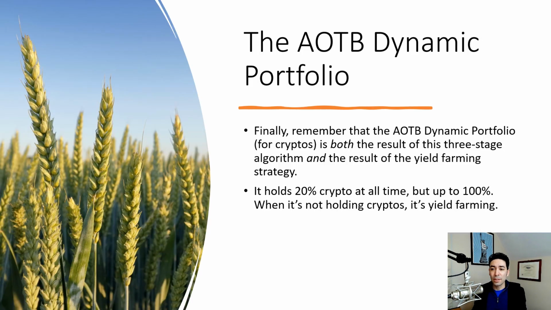So the AOTB, or the Art of the Bubble dynamic portfolio, just a note on that, remember that the dynamic portfolio for cryptos is both the result of this three-stage algorithm and the result of the yield farming strategy. That's why when you're a crypto writer, you get both yield farming and the crypto report, so that you can combine the information from both of those. Like if it's saying you should have 40% cryptos, the rest of it needs to be in yield farming. And maybe you want to know what to look at in yield farming, right? So there we go. The dynamic portfolio combines both of those, and that's how it gets its returns.